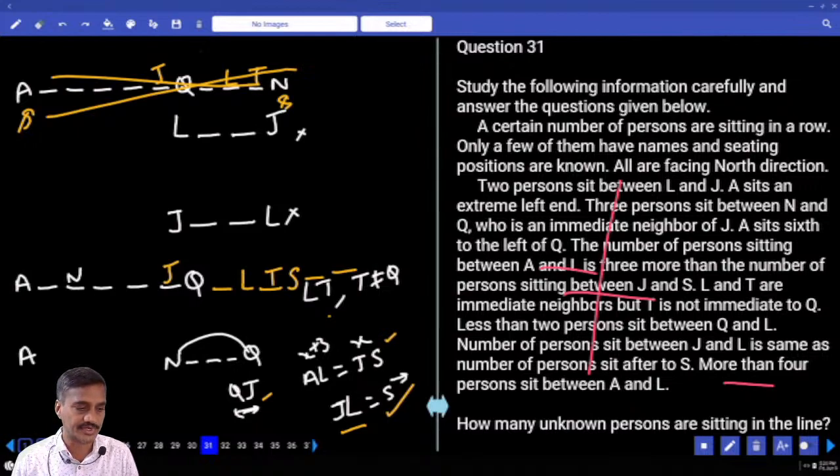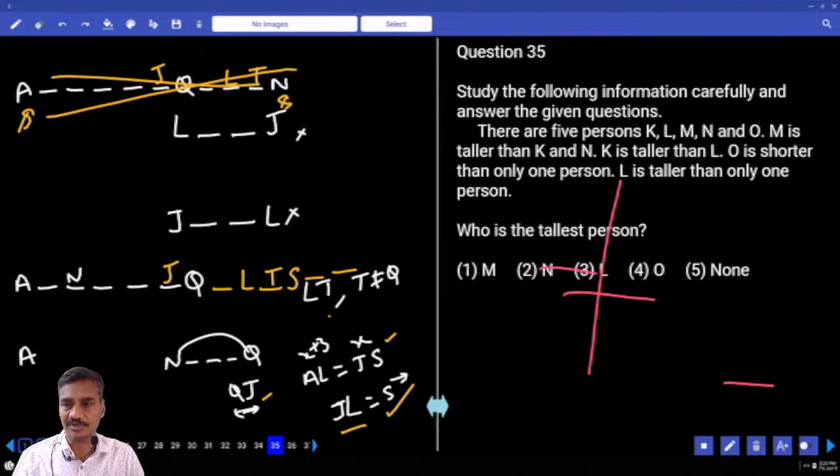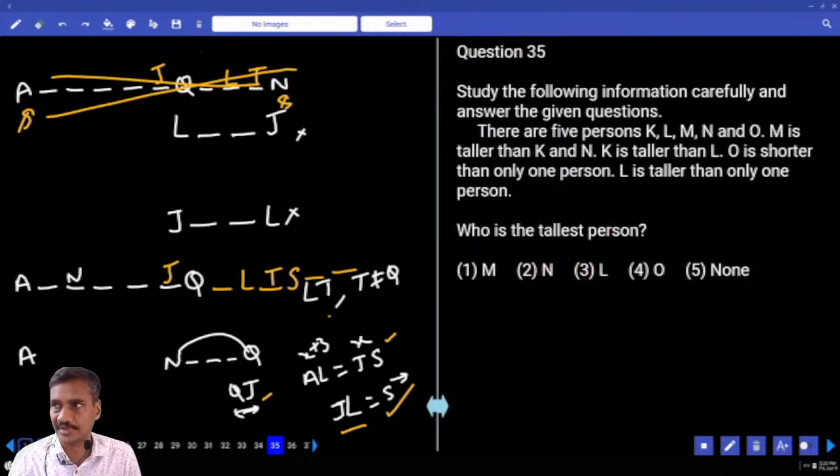And 31 to 34. The next one. Then 35 onward. Then coming to 35, it is based on comparison. Now how many persons are there? ఎంతమంది ఉన్నారు? And there are 5 persons. KLMNO. And these 5 persons are being compared in their heights.